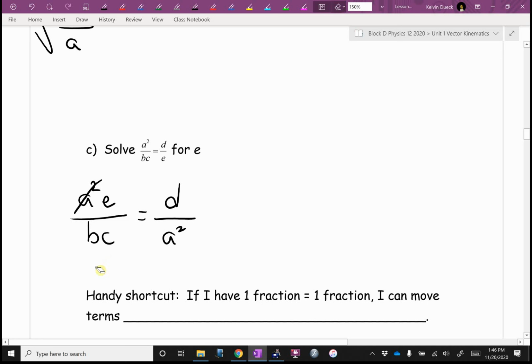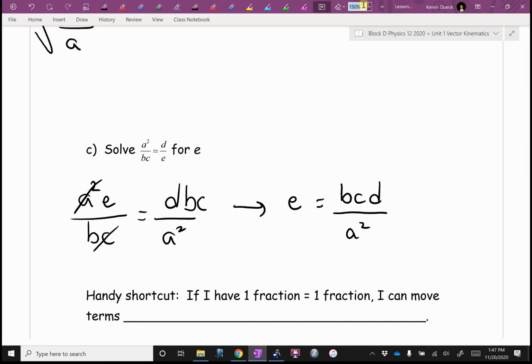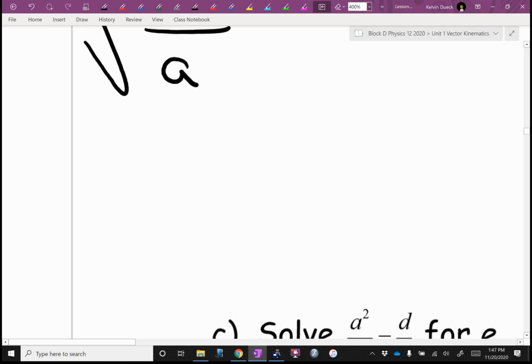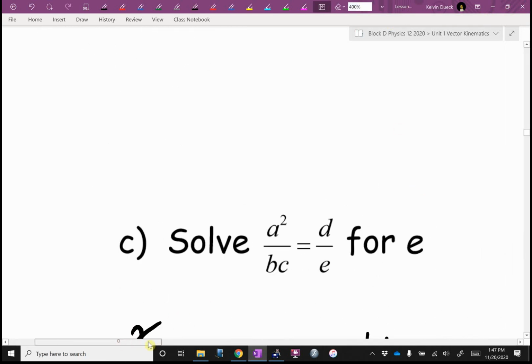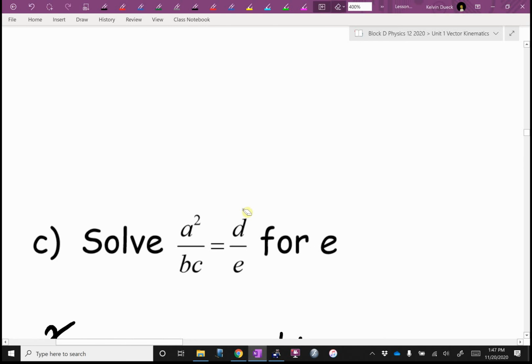How will I move the bc over? You're right, loud and proud. Yep. You get this. e equals, I'll write it alphabetically, bcd over a squared. And now I'm going to zoom into the typewritten fraction really big. I'll come back to the answer in a second, but see this? Look at what we wrote for the answer.